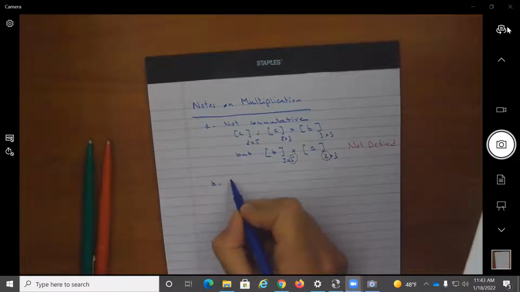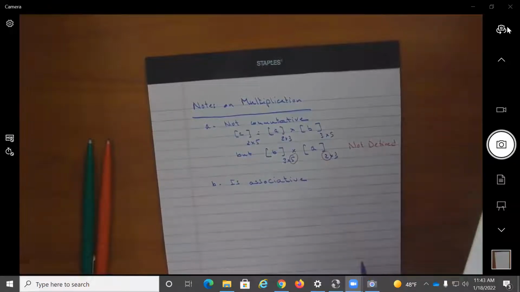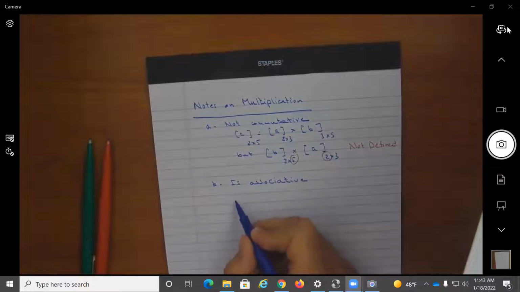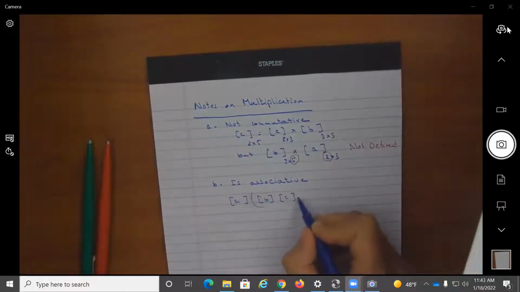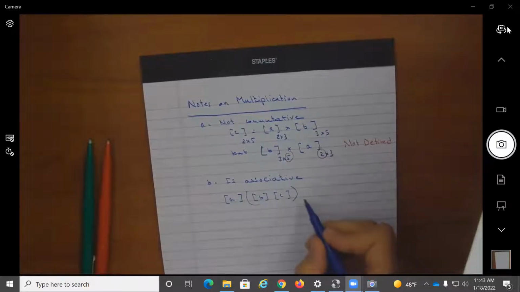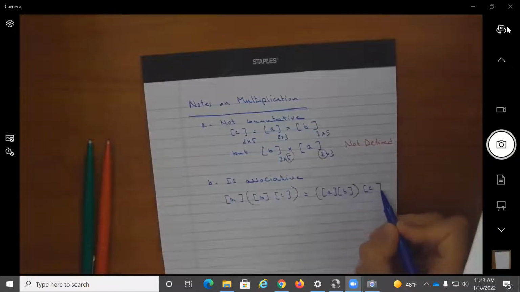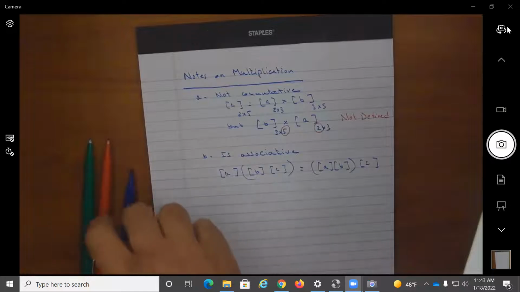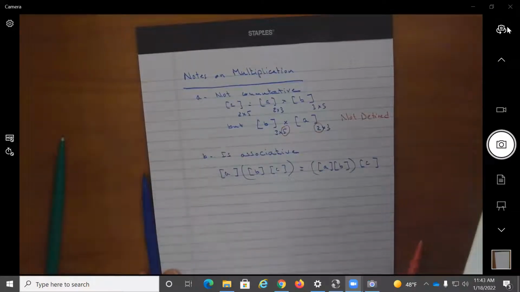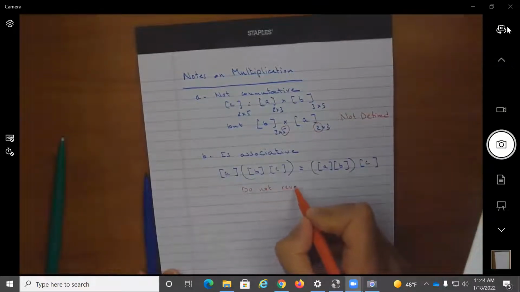Multiplication is associative. So if I have A times B times C, like this, I can also do first A times B, take the product, and then multiply it by C. But we have to respect the order. So do not reverse the order.